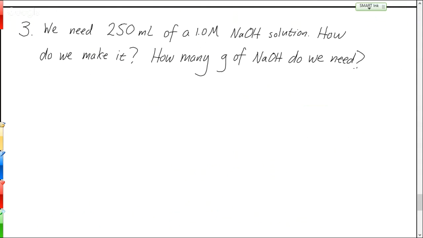So to do this, again, we're going to treat it kind of like a conversion problem. We ultimately want our answer in grams. We start with the 250 milliliters that we're given. From that, we can get liters. From liters, we can get moles using the molarity. And then from moles, we can get grams from the molar mass.